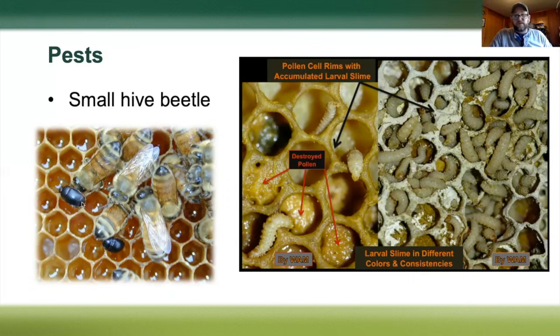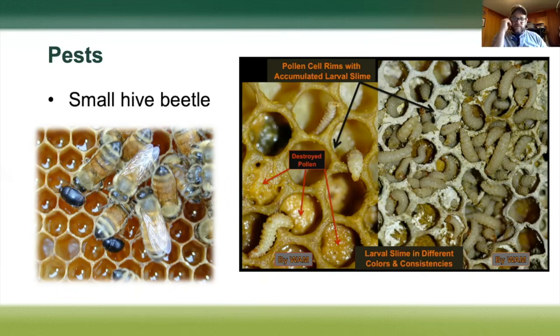In the southern part of Michigan, we do have small hive beetle. It is something that can be controlled. There are trapping mechanisms and biological controls that you can use for them, but we'll get into that in the pests and pathogens lecture. Generally, it's not a huge problem in Michigan. I don't know if I've ever seen a colony completely succumb to small hive beetle.